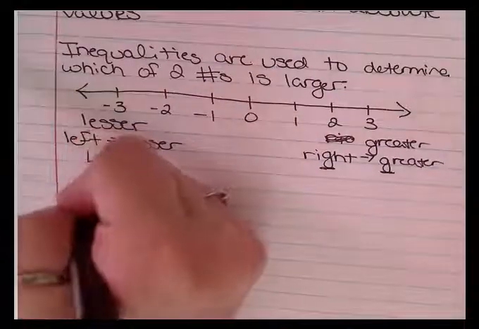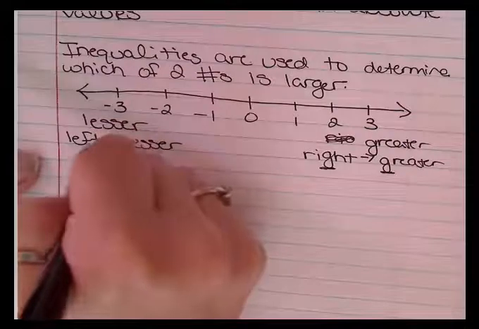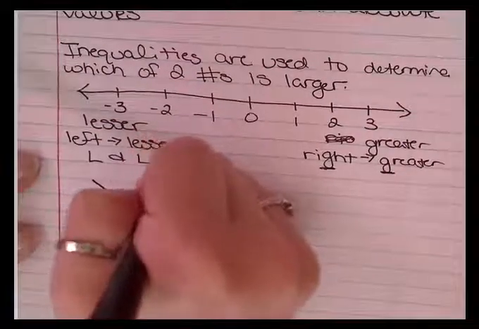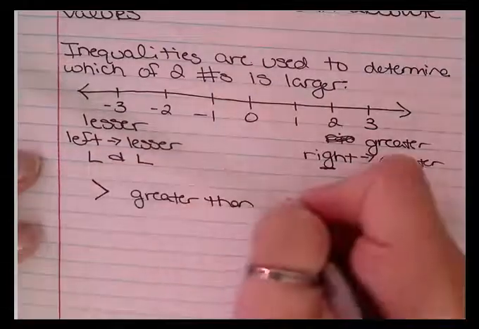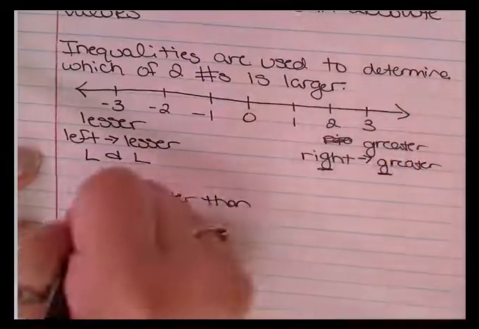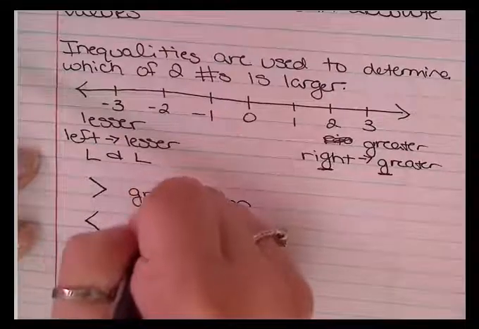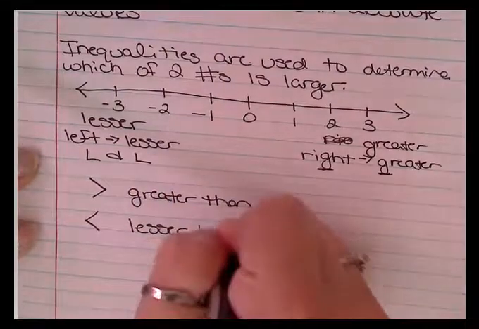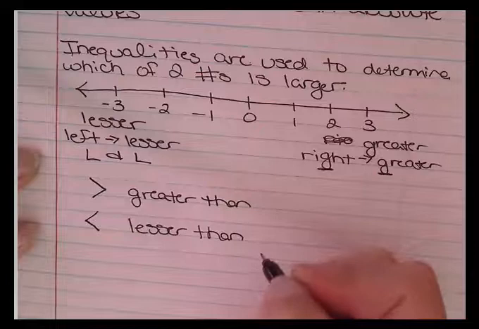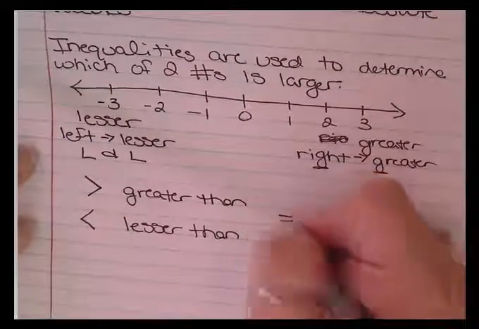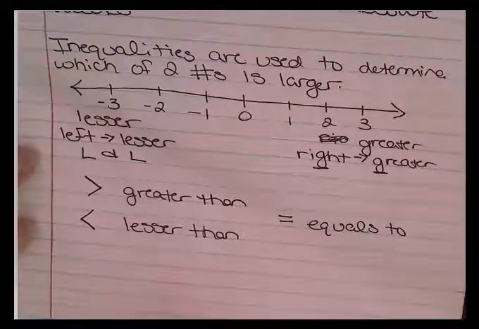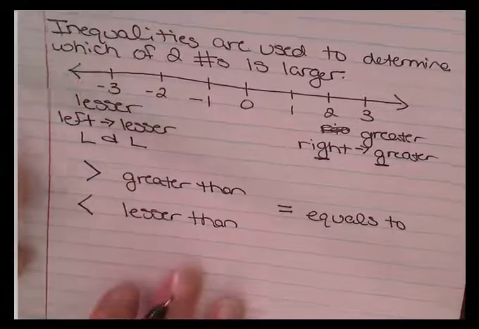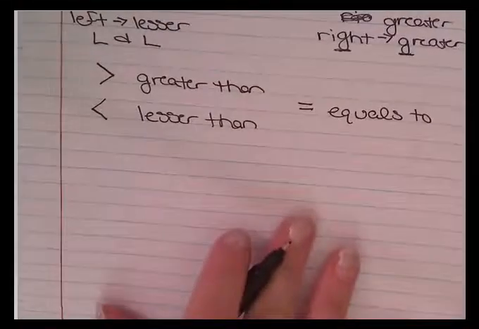So here's our symbols. This symbol is greater than. And this symbol is lesser than. And then obviously we have equals to. So let's do an example so we can use these symbols, and I can show you a little trick with these symbols.